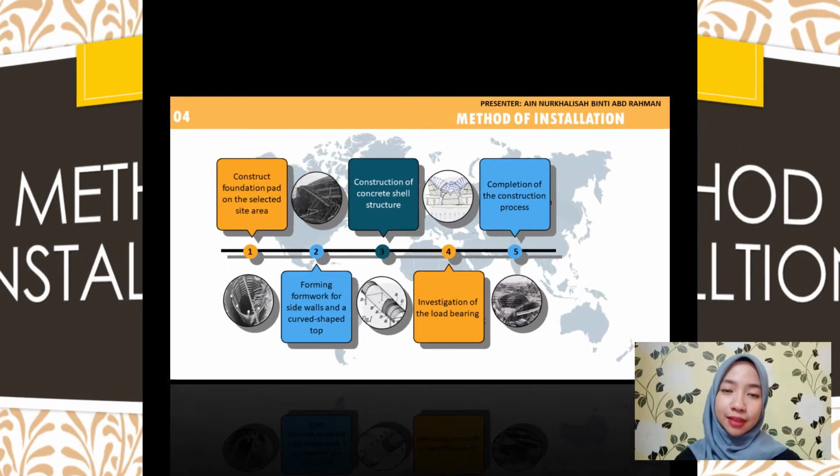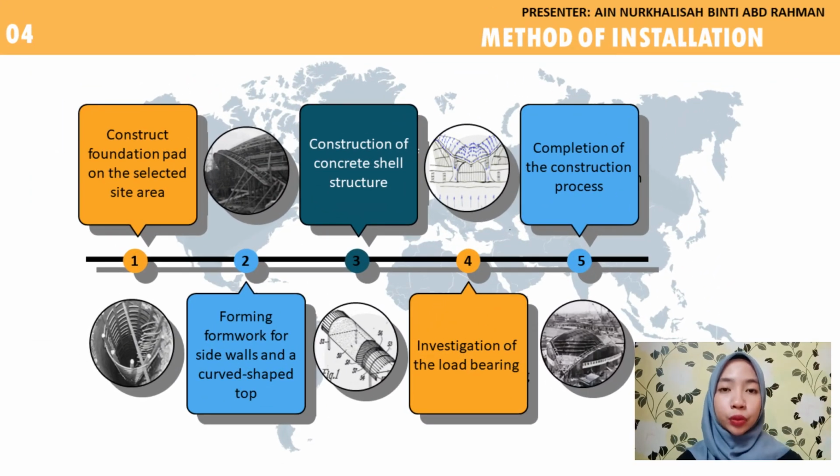Now, let's jump to the method of installation. The first method was to construct the foundation pad of the building. Foundations such as piles and rafts were used to support the structure of the building, the columns being mounted on the foundation and the reinforcing steel after that being placed before the concrete slab was poured. The second method was to construct the formwork for the sidewall and the curve-shaped top. It was necessary to provide temporary support to prevent uplift and also to give support for the structure.